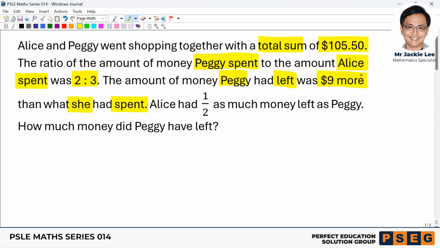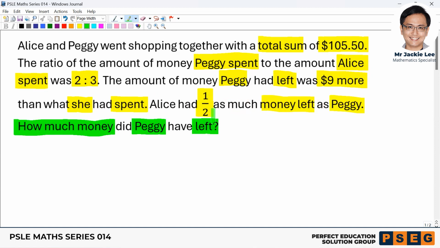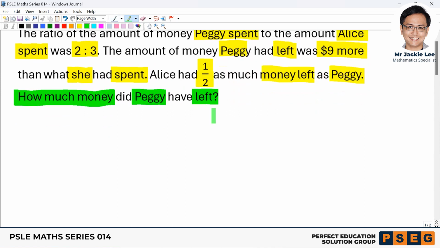is $9 more. For Alice, she has half as much money left behind as Peggy. Okay, now finally the question is, how much money does Peggy have left behind? We go by the bar model method.